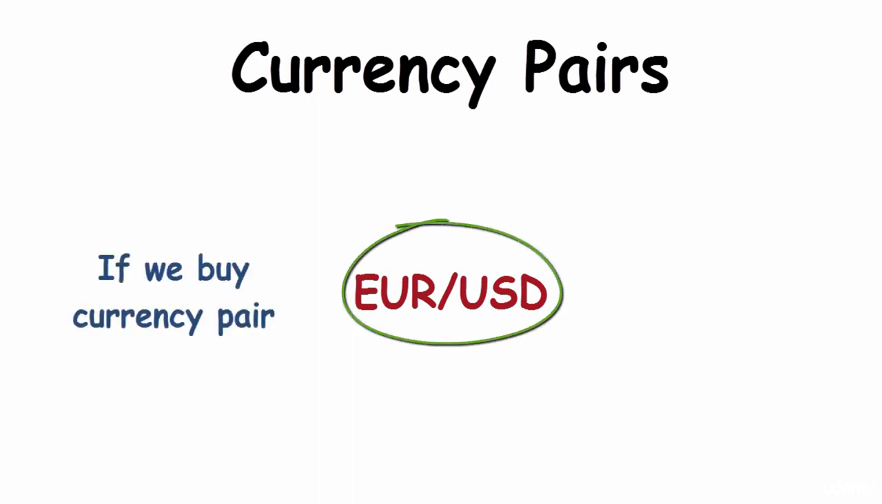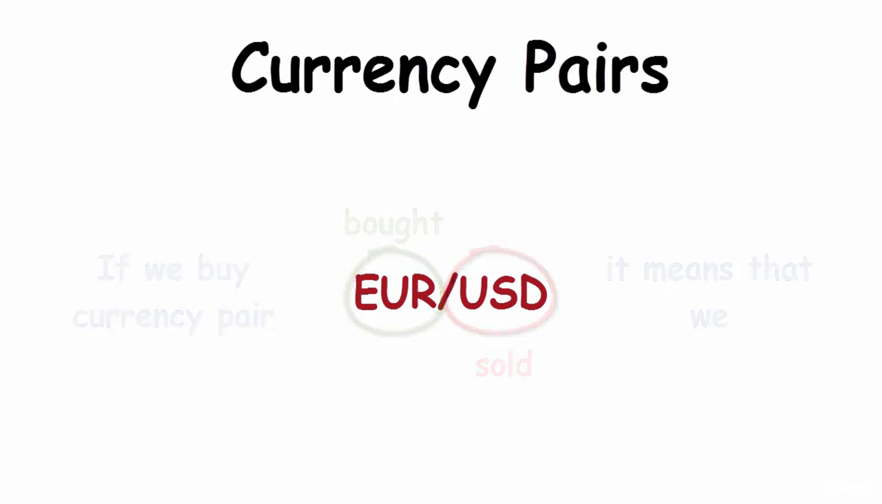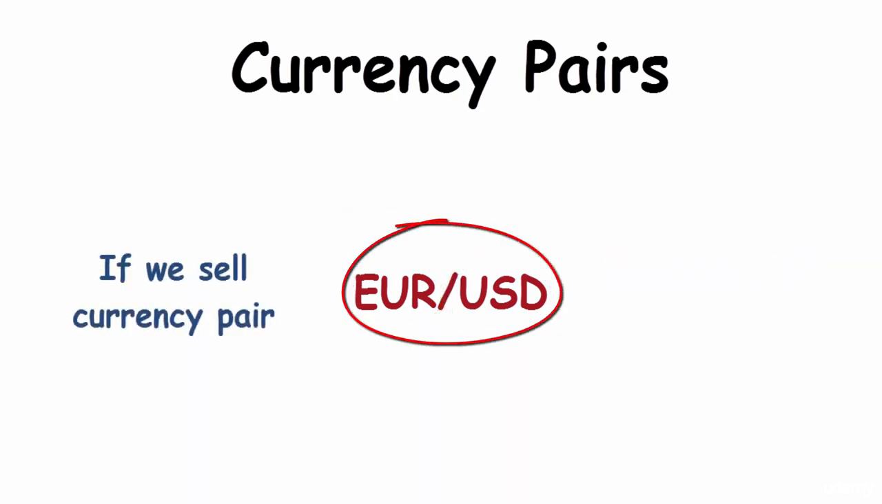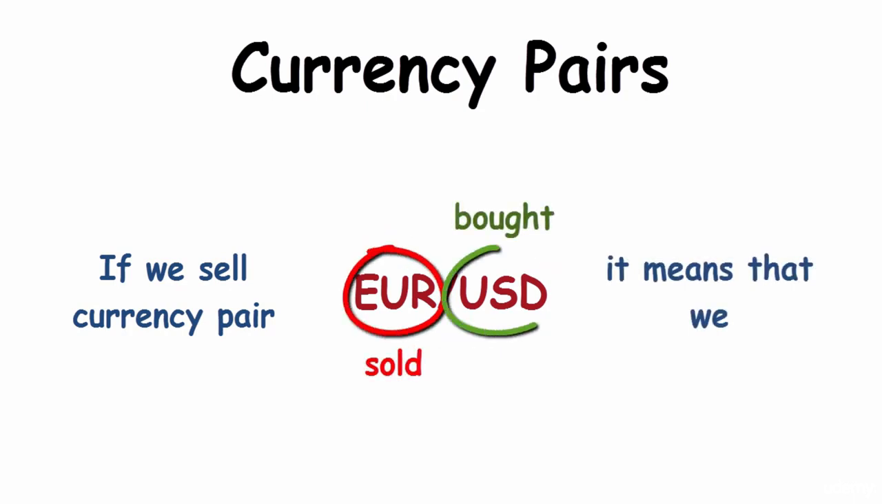If we say that we bought the currency pair euro US dollar, it means that we bought euros and at the same time sold dollars. And if we say that we have sold the currency pair euro US dollar, it means that we sold euro and at the same time bought dollar.